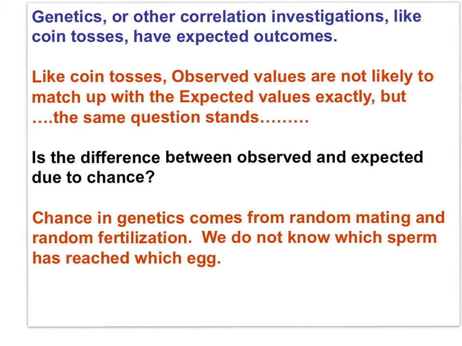Like coin tosses, genetics experiments have expected outcomes. Like coin tosses, observed values are not likely to match up with expected values exactly. But the same question stands. Is the difference between observed and expected due to chance? Chance in genetics comes from random fertilization, random mating. We do not know which sperm has reached which egg.